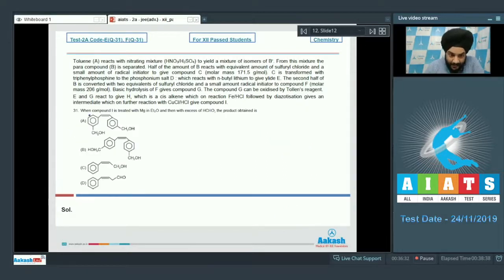In question number 31, the examiner seems to be interested in the compound I. So first we have to figure out what the compound I is, students. So we had figured out H, which was a cis alkene. Okay, now it is mentioned that H on reaction with Fe/HCl followed by diazotization gives an intermediate which on further reaction with CuCl/HCl gives compound I. So if we talk about the further reaction, students, we had figured out what H was. So H was this compound.